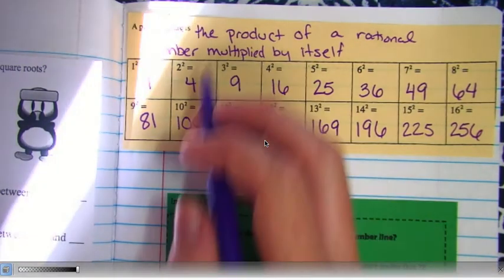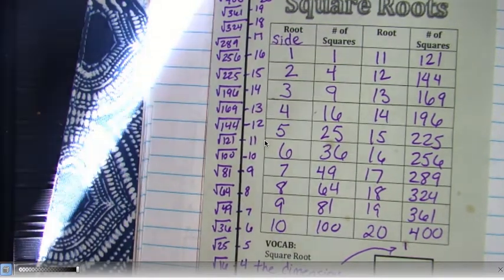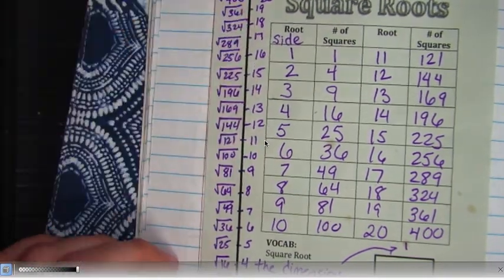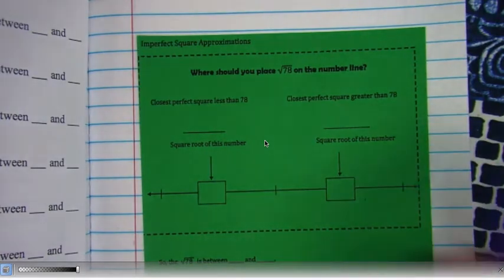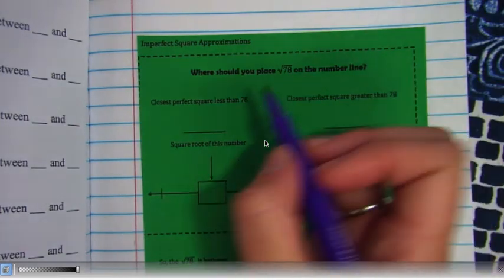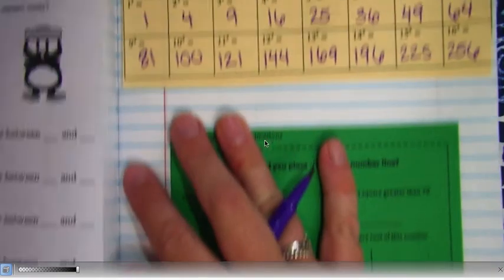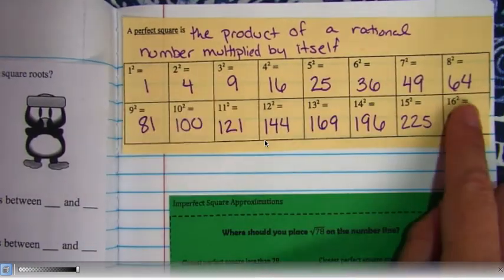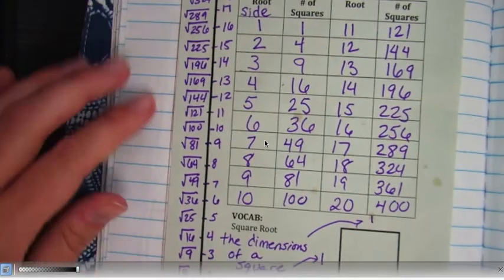So we're going to refer to this table and also the number line we created yesterday. Those are going to be pretty important because we're going to approximate them when they're not whole numbers. So here we look at our first example. Where should you place the square root of 78 on a number line? So we want to choose the perfect squares that are less than 78. So I'm going to look at my number line up here, or we could also look over here. I kind of like looking over here.